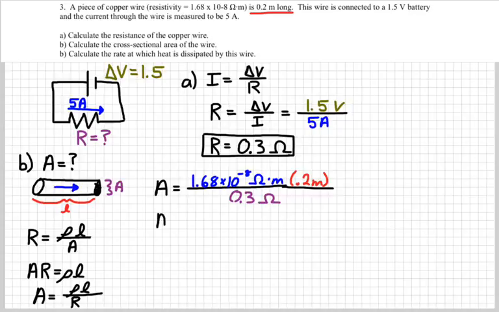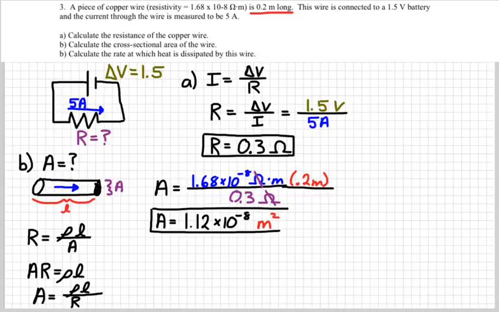So doing the arithmetic, I got something like 1.12 times 10 to the negative 8. And then if I keep track of the units here, the ohms cancel out, and I've got a meter times a meter, meaning my leftover unit is a meter squared. So that would be how wide this particular resistor is.